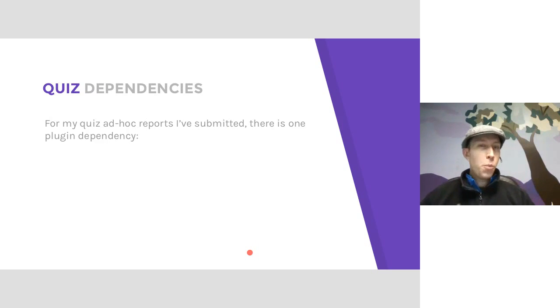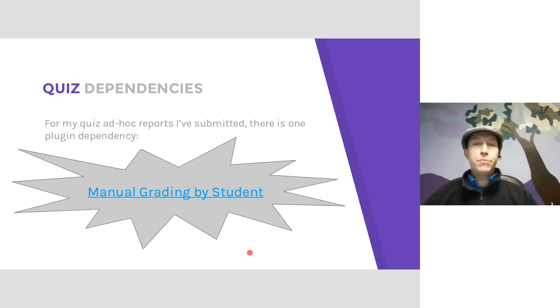So there is one quiz dependency for the teacher click to grade report that I shared in the 2.7 ad hoc reports. And that one is manual grading by student. I really like this as opposed to another kind of report that exists in core Moodle, where if you manually grade, you can grade all of the essay responses for one question. This is the other side of this, where instead of doing all students for one question, you're grading all the essay response questions for one student.